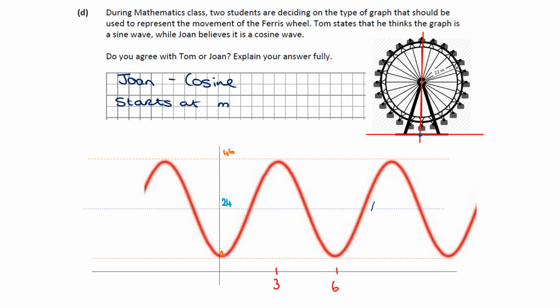At minimum point. Sine always starts at midway point.